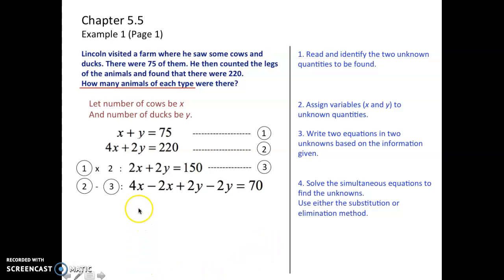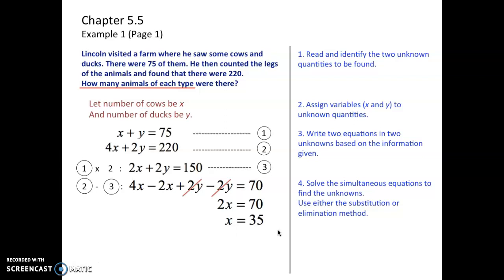Looking at the x terms in equation 2, I have 4x minus 2x, which is in equation 3, followed by 2y in equation 2 minus 2y in equation 3 equals to 220 minus 150, which will give me 70. So now we have plus 2y minus 2y, which will negate each other out. So we can cancel that out, which gives us 2x equals to 70. Solving this, we'll have x is equals to 35.